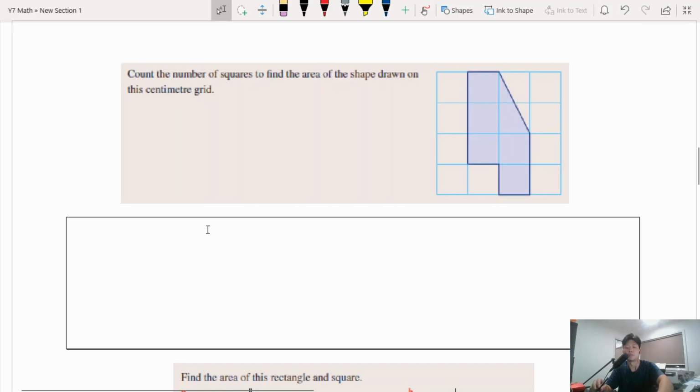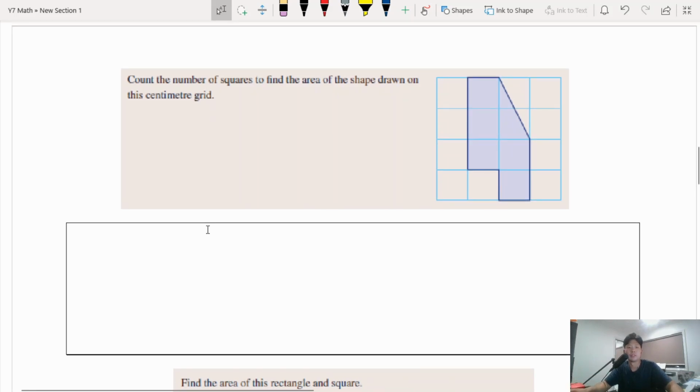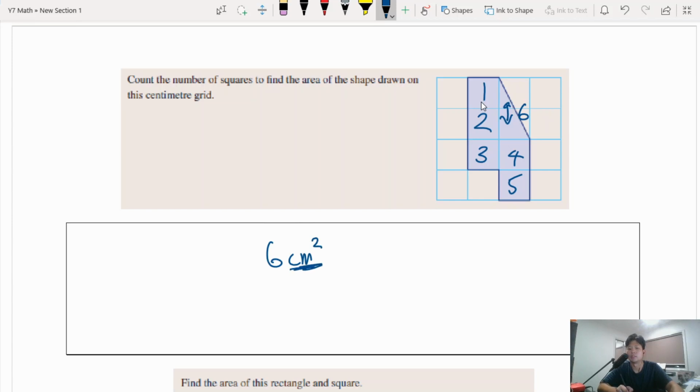Alright, moving on. This first question is pretty straightforward, so I'll make this one quick. In this question, we're going to work out the area by counting the number of squares to find the area of the shape drawn on this centimeter grid. Each square is 1 square centimeter, so we're literally just going to count how many square centimeters are in this shape. I can see 1 here, 2 here, 3 here, 4 here, 5 here, and these two combined will give us our 6. So the shape will be 6 centimeters squared. Always write the units in its correct form.